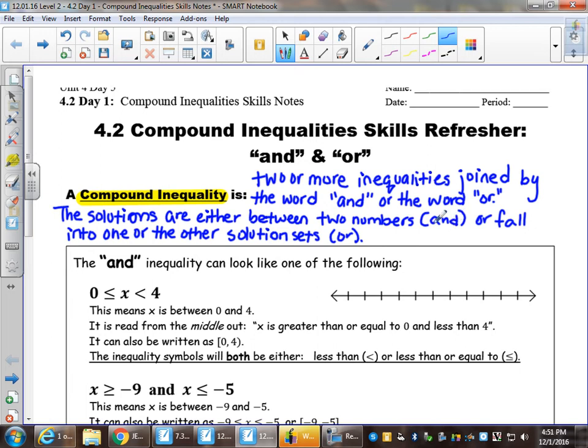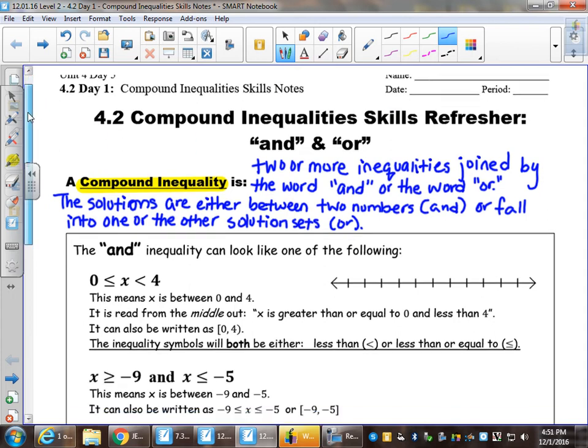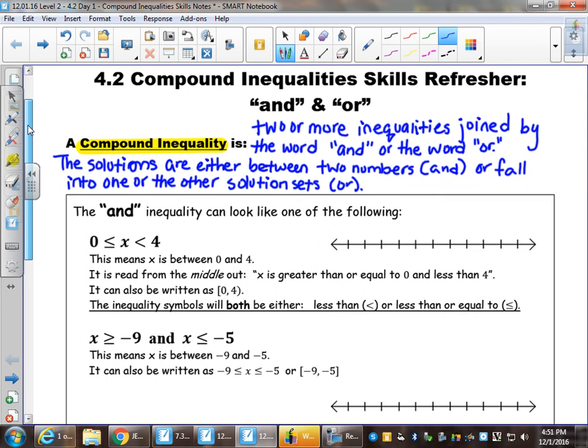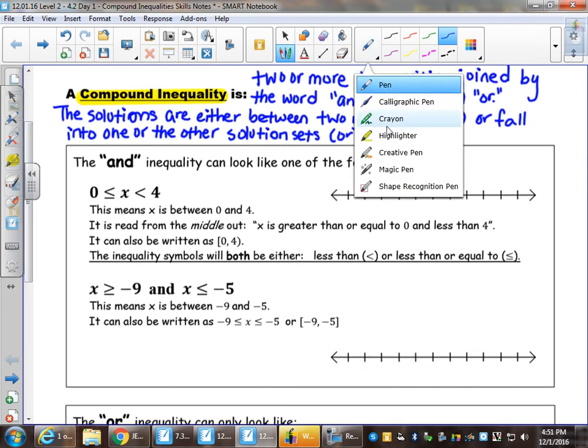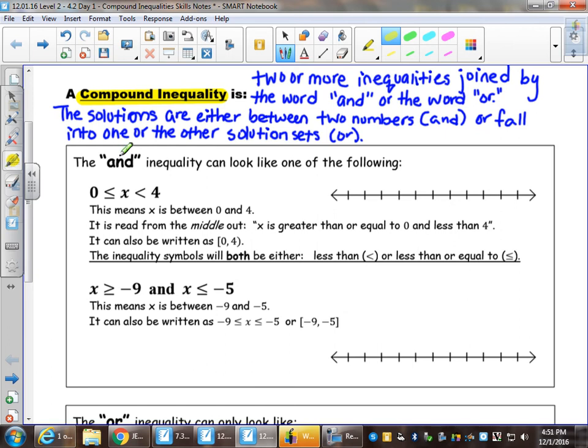We have some nice notes written here for us on the front page. We'll be just talking through most of it, move through it pretty quickly because, again, this is a skills lesson, a refresher lesson. The and inequality can look like one of the following. So there's two examples. Here's one, and here's the other. Let's talk about this first one.